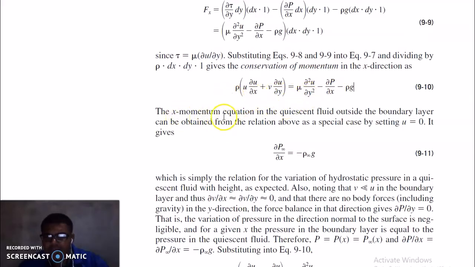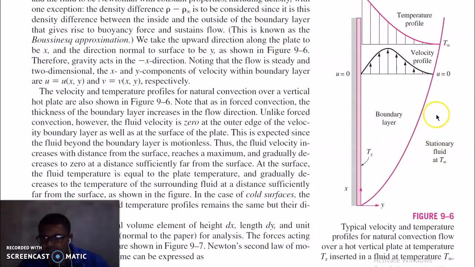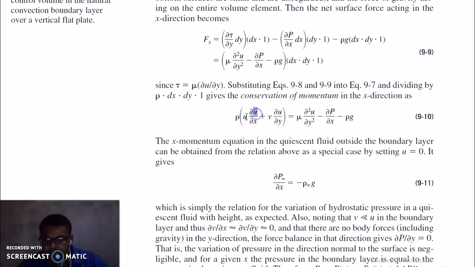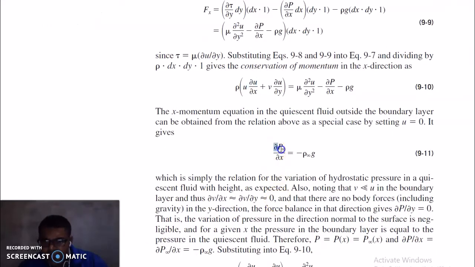Now consider the x momentum equation in the quiescent fluid outside the boundary layer, which has zero velocity. So this is the fluid outside the boundary layer, which is still. For this fluid the velocity is 0. You can find the same equation: put u = 0 here, and when you put u = 0, you will get this equation.